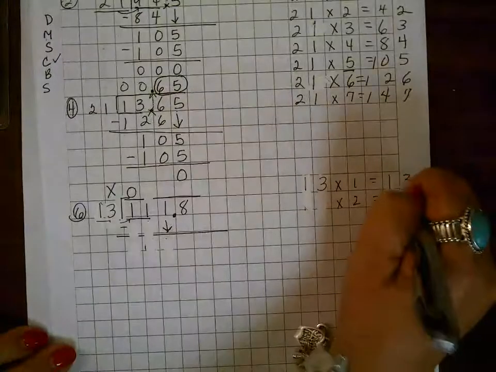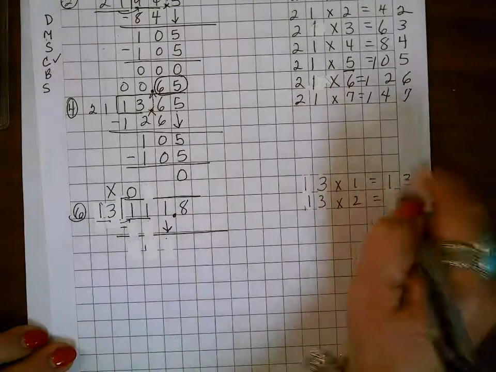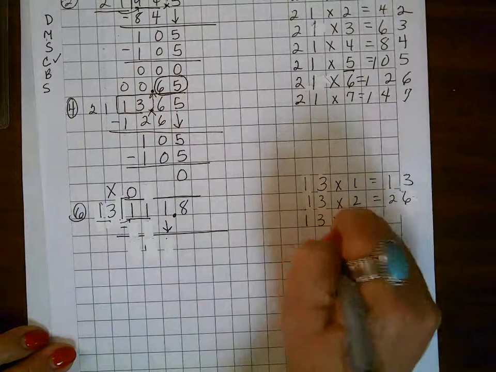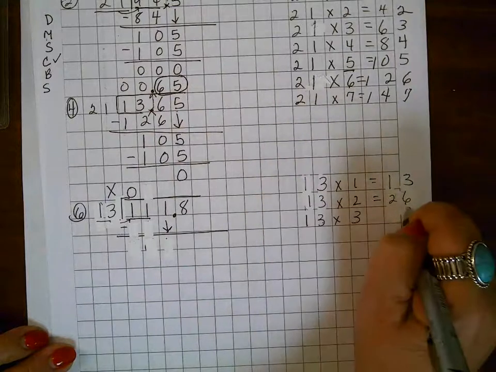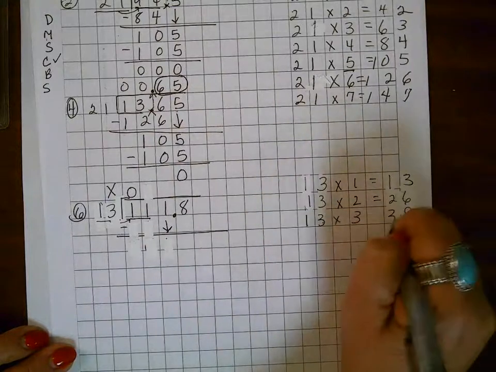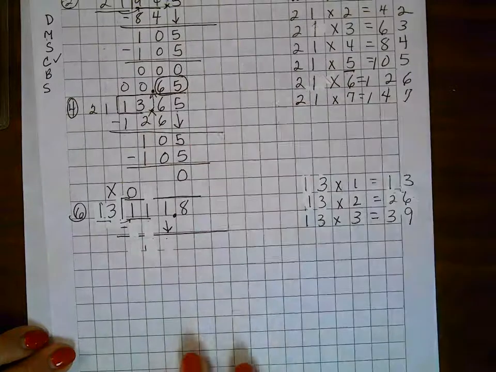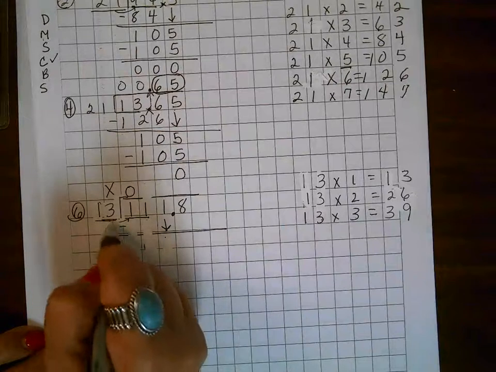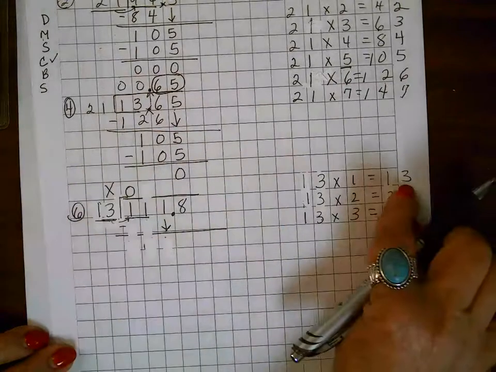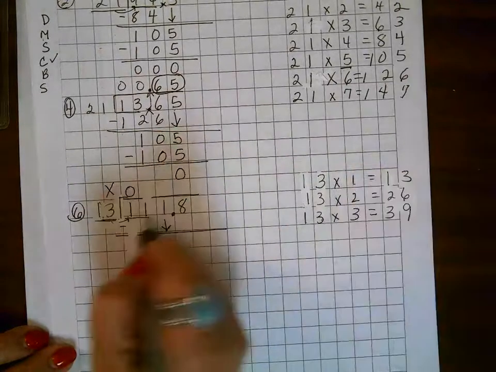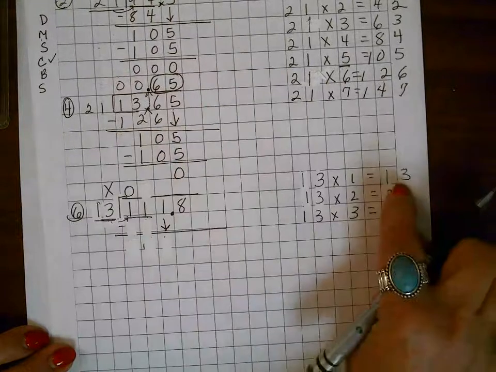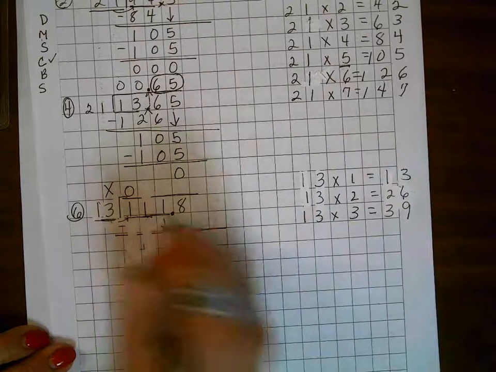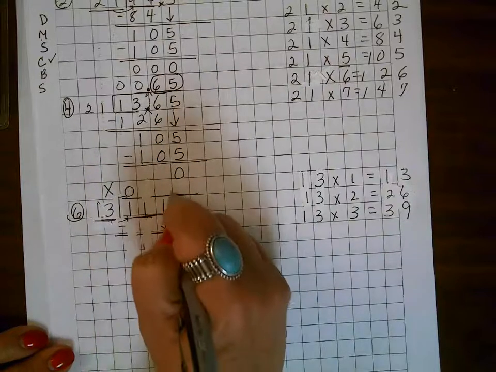13 times 1 equals 13. 13 times 2, I'm doubling my 13. That makes it 26. Then 13 times 3. 3 times 3 equals 9. 3 times 1 equals 3. And I'm going to stop right there, I think I can keep going. So I'm going to have my 13 groups right here, right? Can it go into 1? No, because it has to be equal to 13 or greater. Can it go into 11? No, because it has to be equal to 13 or greater. So now I'm going to 111. I'm going to bring up my decimal here.